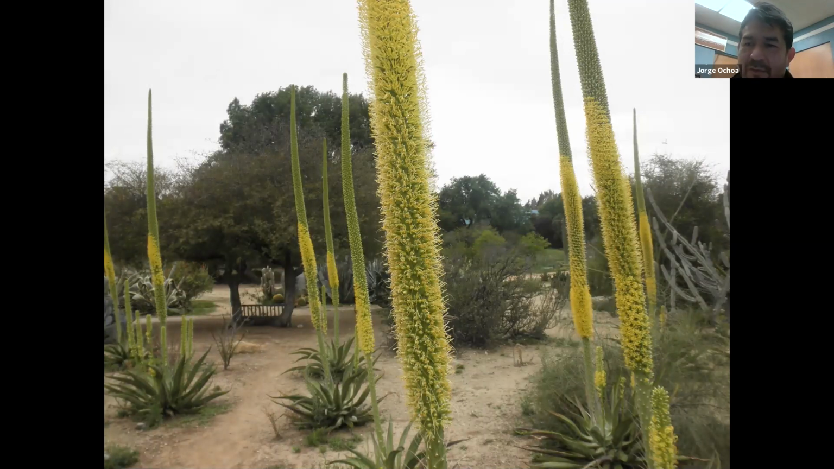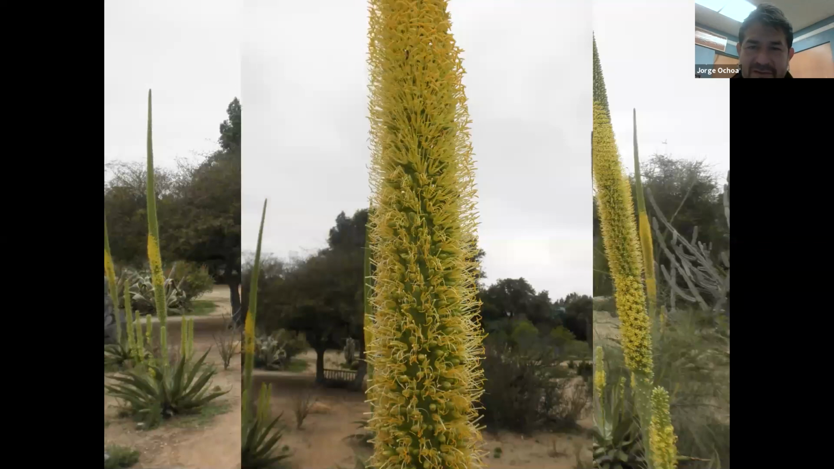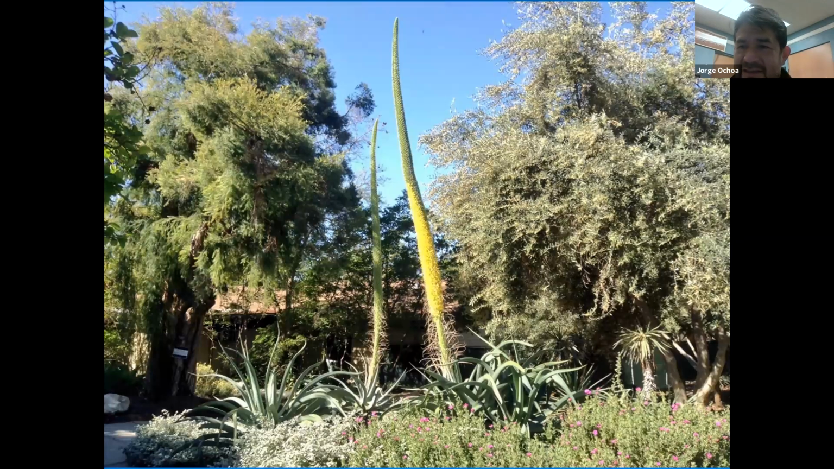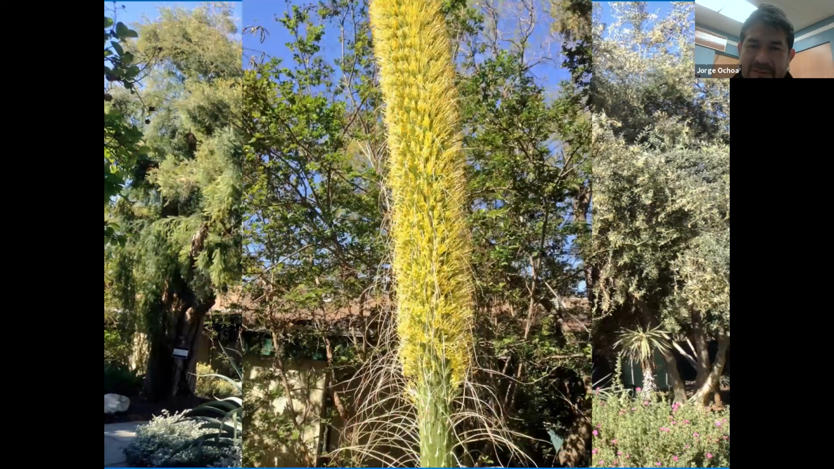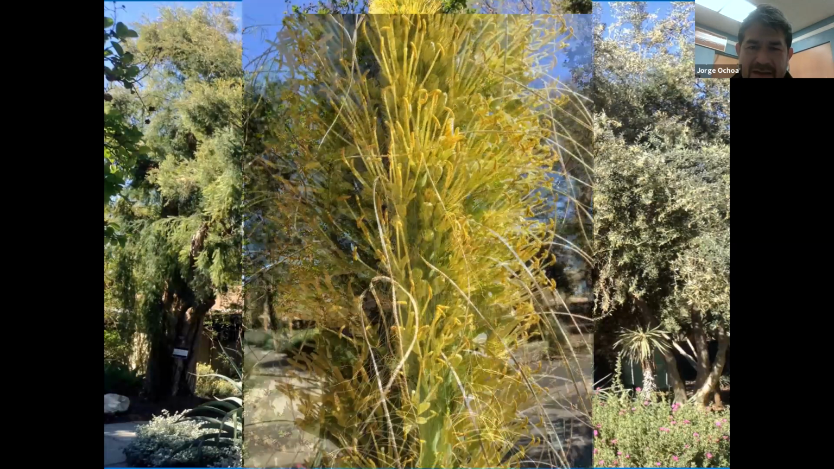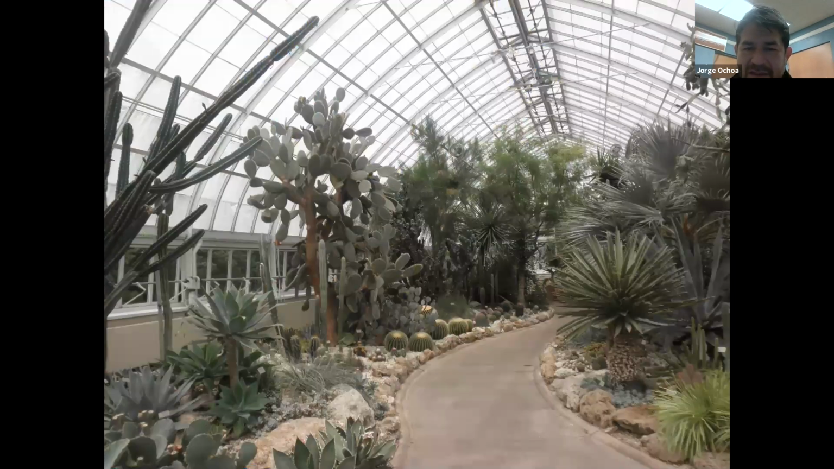This is Agave bovicornuta growing and flowering at the Fullerton Arboretum. Here's one at the LA County Arboretum, also Agave bovicornuta. I think the common name is octopus agave. And there's the beautiful flowers. And I mentioned conservatories. So if you ever get a chance to go to England, this is Kew Botanic Gardens. This is their exotic plant display.